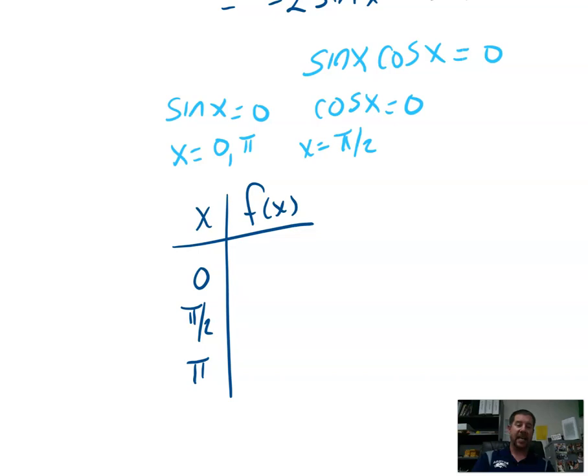Now, the best way to test for absolute mins and maxes is to make a little t-chart like this and plug those values back into the original function to see which gives you the highest and lowest values. When I plugged into f of x, when I plugged in 0, I got 1, pi over 2 gave 0, and pi gave 1. I see that I have an absolute max at 0 and pi, and an absolute min at pi over 2. And your absolute max can be at more than one place.